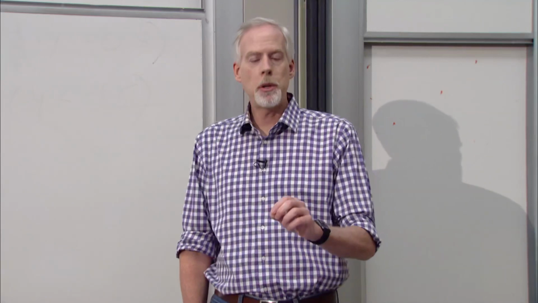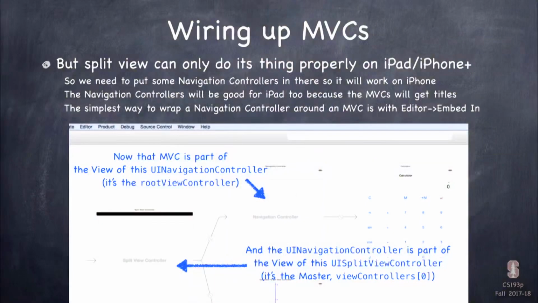Now, one thing to notice about this, of course, is that now the master of your split view is no longer the calculator, it's a navigation controller. So if you actually wanted to get at the calculator, you would have to get the master and then look at the master's root view controller to find the calculator there.